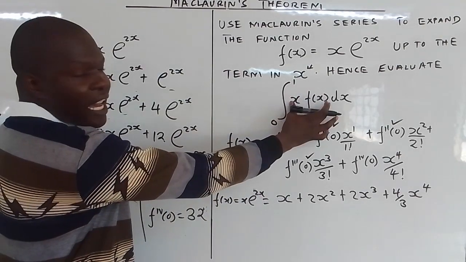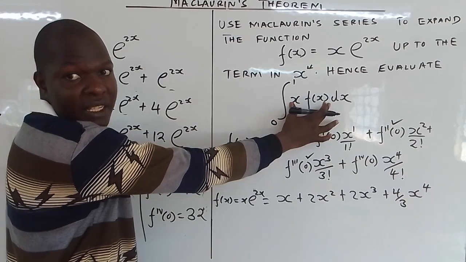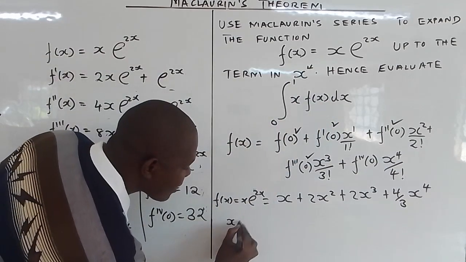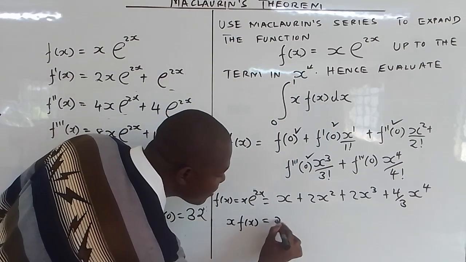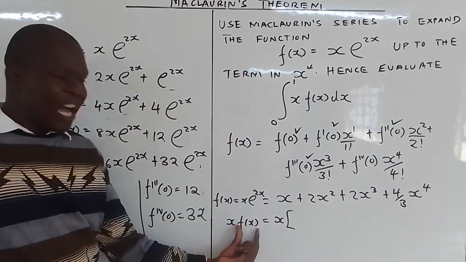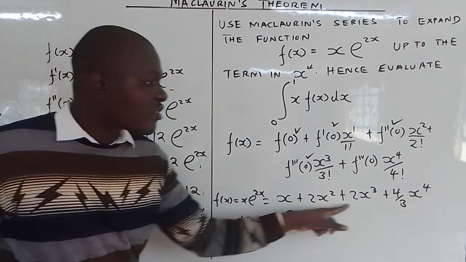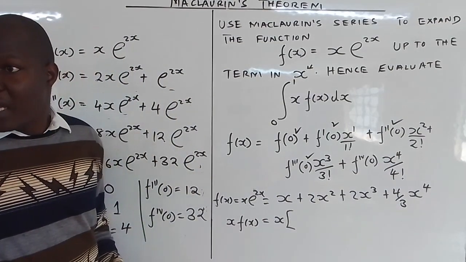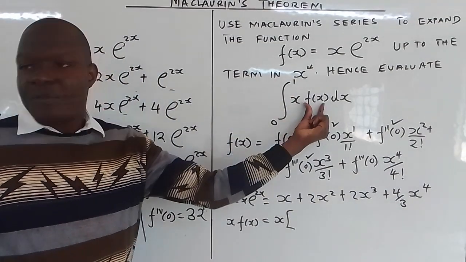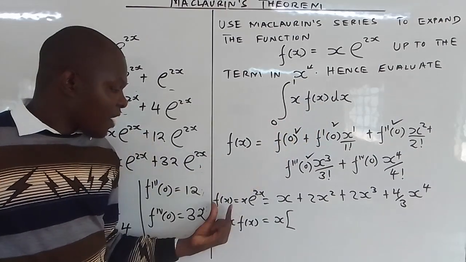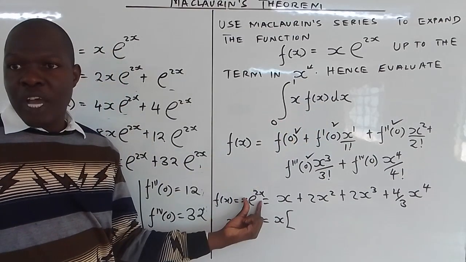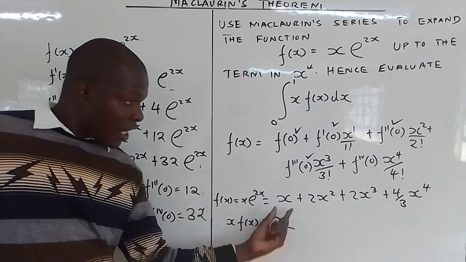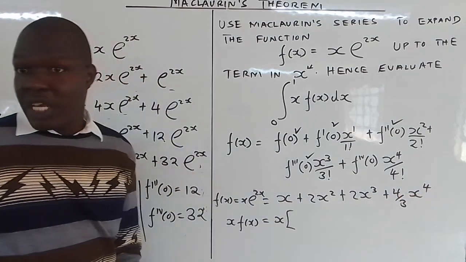So what do we have here? We have x f of x. So what is x f of x? It means it is x times the function f of x. But the function f of x is the whole of this using the Maclaurin series, isn't it? Are we together? The function f of x, which is x exponential 2x, is the whole of this expansion we found, isn't it?